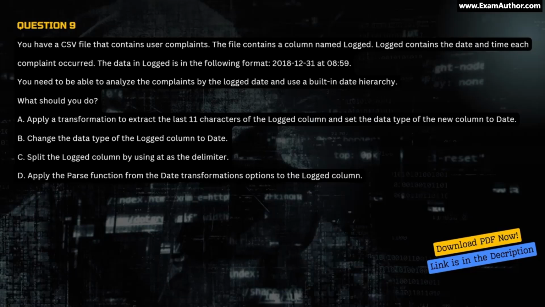What should you do? A. Apply a transformation to extract the last 11 characters of the logged column and set the data type of the new column to date. B. Change the data type of the logged column to date. C. Split the logged column by using "at" as the delimiter. D. Apply the parse function from the date transformations options to the logged column.